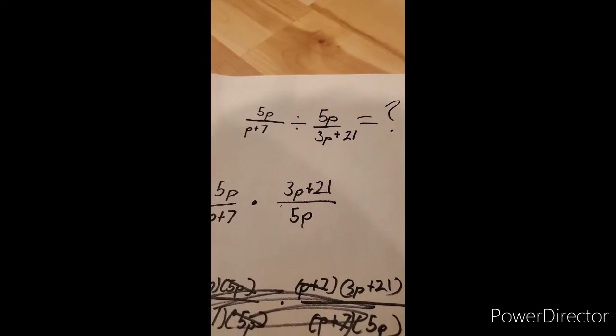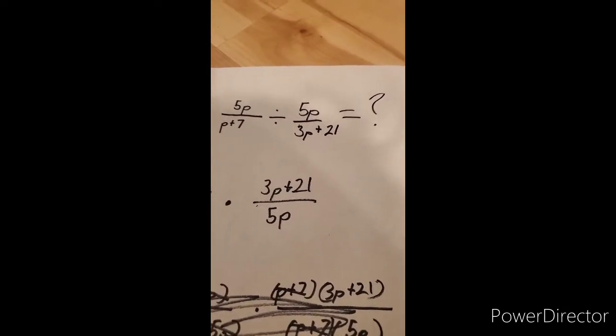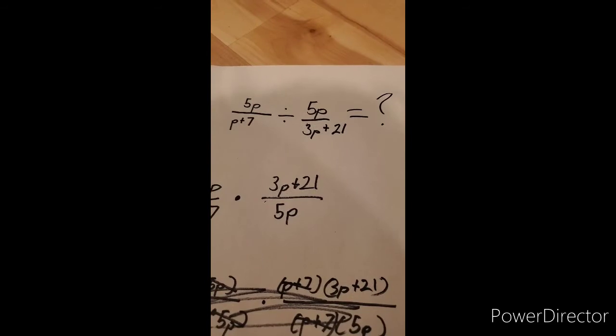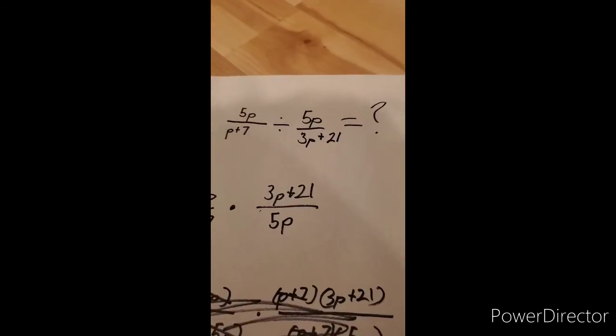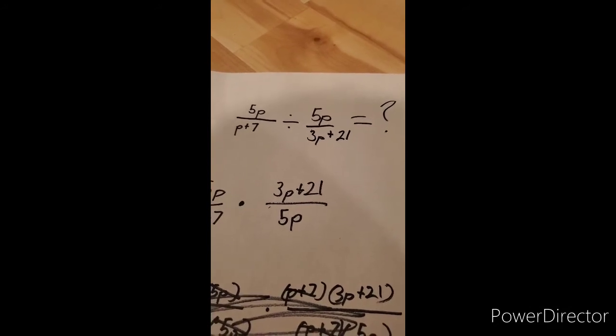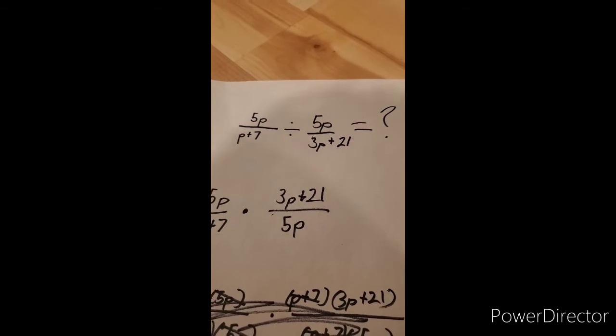So for my next problem, I'm going to be using dividing. To begin with, we are not going to solve with an outcome expression, so we're just going to solve for the variable still, but with not an outcome yet. So the question is 5p over p plus 7 divided by 5p over 3p plus 21.